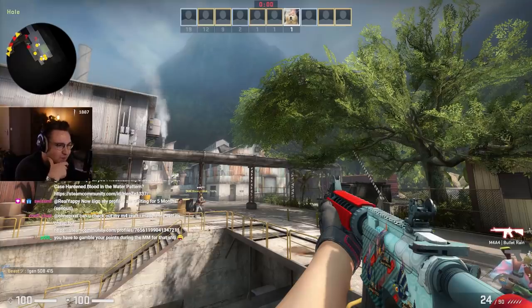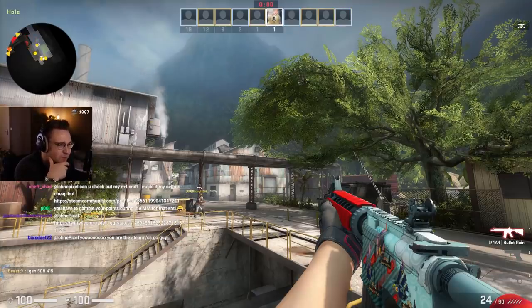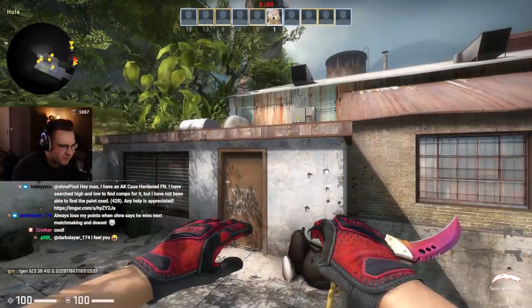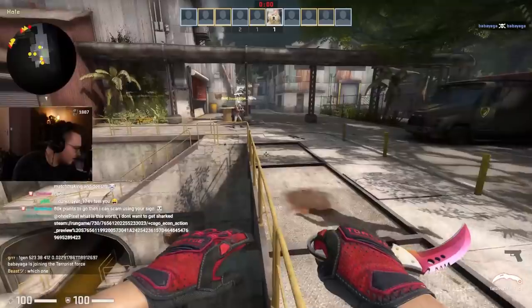Hey, I was finally able to withdraw my new knife. Could you check it and give me an honest opinion on it? What did you buy? Ooh. Very nice. Can you include the inspect link, though? I don't want to guess the fade percentage. I don't know the float.